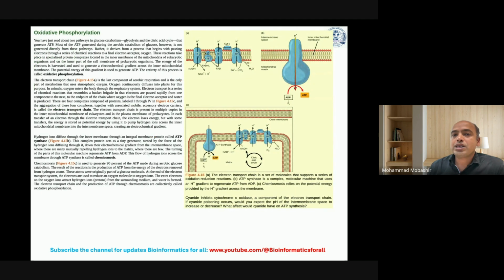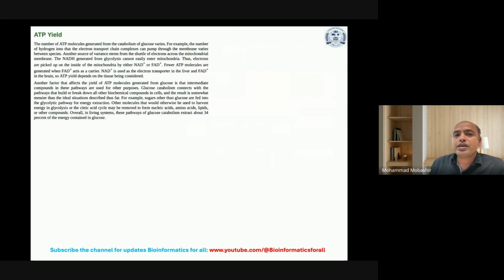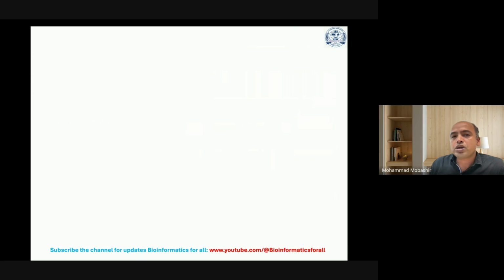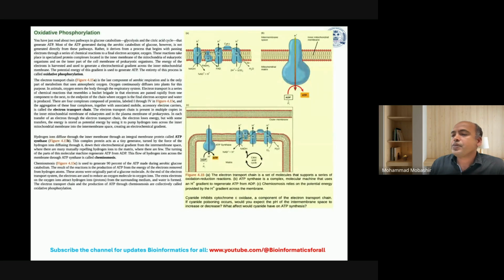Then the next part is oxidative phosphorylation, and from the name itself you can see oxidation and phosphorylation, so how it could work. You need to understand oxidative phosphorylation and what its roles are. Then we will also be discussing, other than oxidative phosphorylation, the electron transport chain, then chemiosmosis, and what amount of ATP is produced. All these things we will be discussing in the next class.